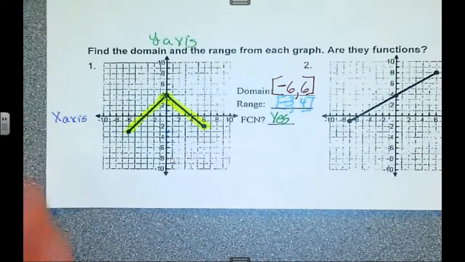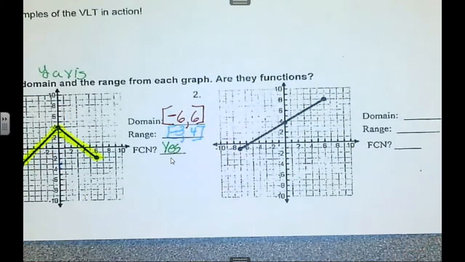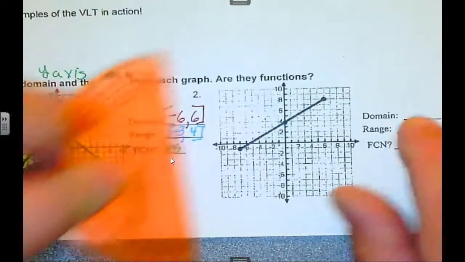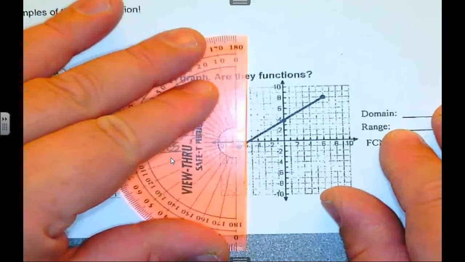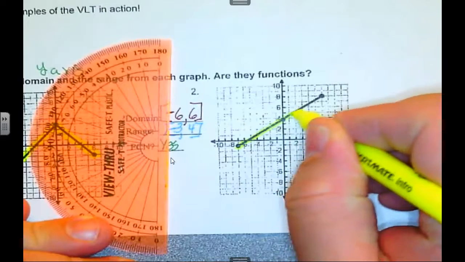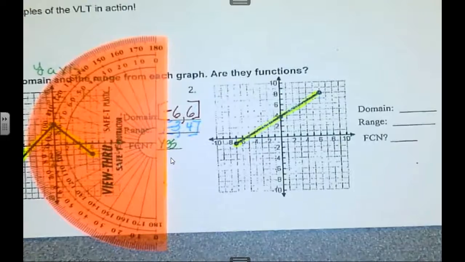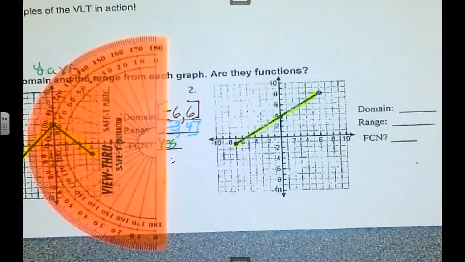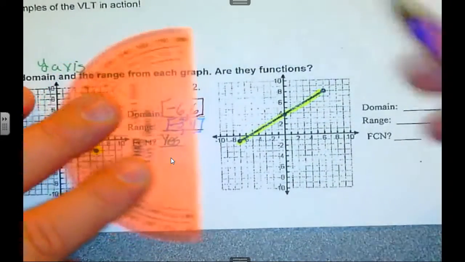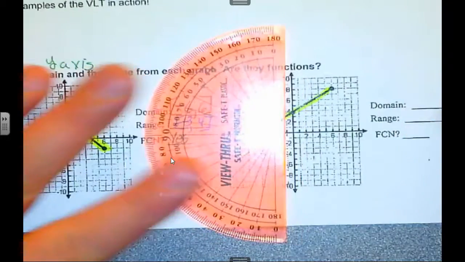All right, how about the next one here? First of all, is it a function? Do your vertical line test. Does it intersect at more than one point? Here, let me highlight my graph. No, it does not. I have a vertical line here. Does it intersect this graph at more than one point? No. Then it's a function.